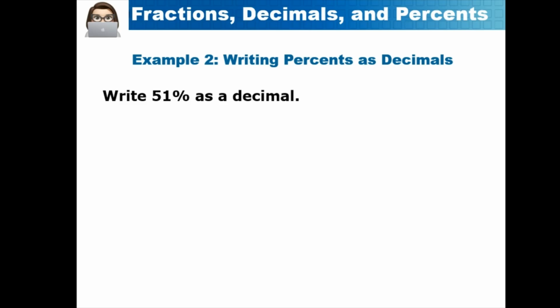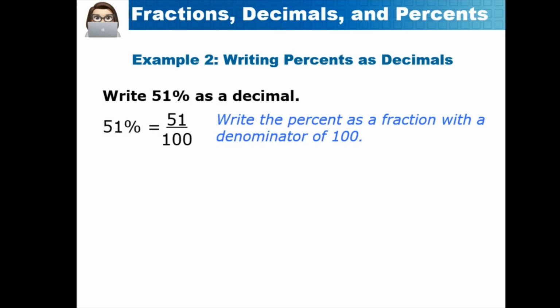Example 2, writing percents as decimal. Write 51% as a decimal. So, first step, write the percent as a fraction with a denominator of 100. And then, divide 51 by 100 or use your calculator to obtain the answer and you will get 0.51.